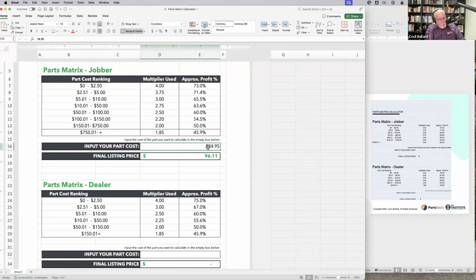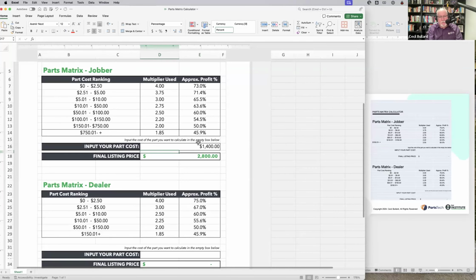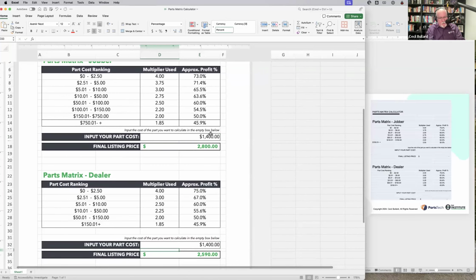We could put in a $14,000 part. So it cost me 14,000. I'm going to sell for 2,800 in this matrix. $1,400. It ain't working right. That should be lower. I'll have to look and see why that isn't doing what it's supposed to. Let's see if we can put it down here and make it work. $1,400, $2,590 is what I'm going to sell that for. Ignore that particular one. The lower thing isn't working. I know it is on your calculator. I patched it together last minute so I could show it.